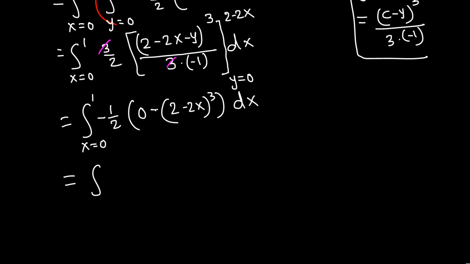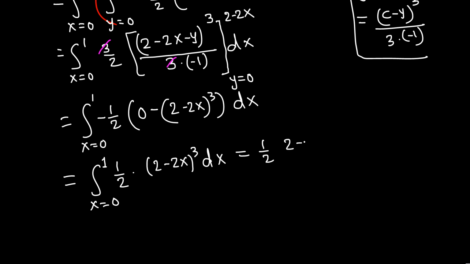This is negative, in fact, negative and negative 1/2, just positive 1/2. X from 0 through 1. This is now 2 minus 2x cubed. Okay, so 1/2 we can pull all the way outside. Let's integrate this with respect to x. So that's 2 minus 2x to the 4th, power rule, divided by 4 times the coefficient of x, which is negative 2. And we need to evaluate this from x equals 0 through 1.